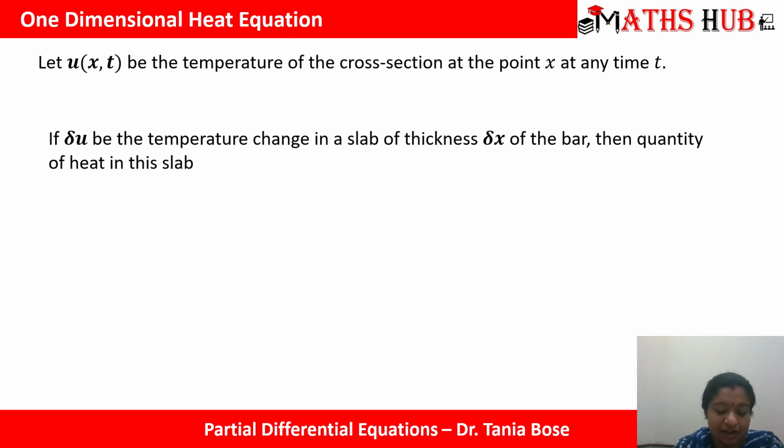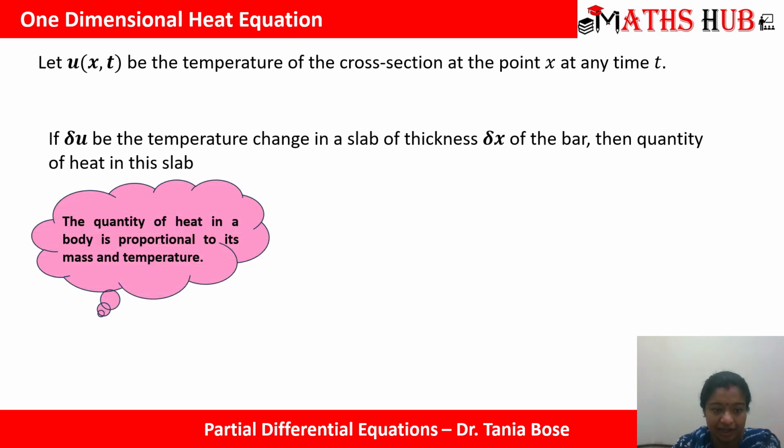Now, how do we calculate this quantity of heat? One of the rules in the previous slide says that the quantity of heat in a body is proportional to its mass and temperature. So let the quantity of heat be Q. What is Q proportional to? It is proportional to the mass and the temperature. The temperature here is delta u, right?